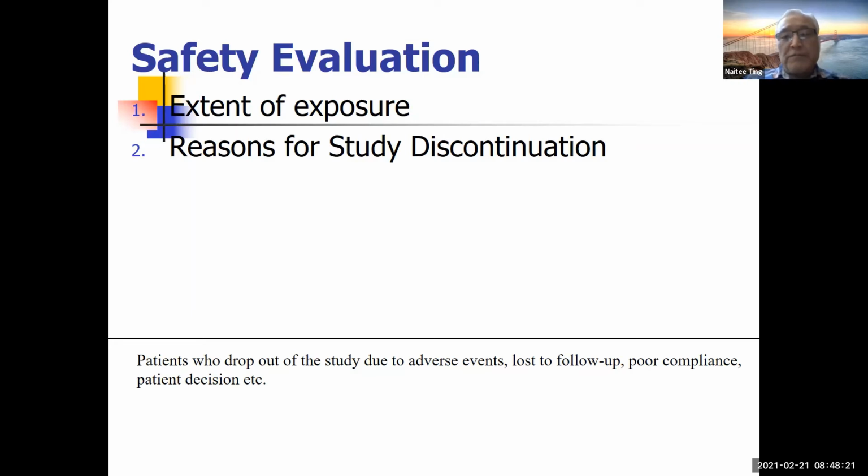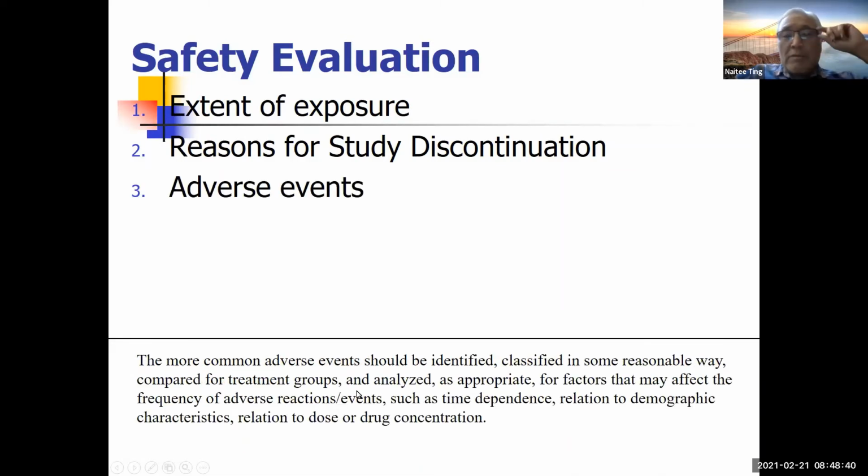But if you look at the reasons in the test trial group, it is mostly for safety. For the control group, it's mostly for non-safety. Well, that will give you some warning signal. All right. So these are patients who drop out of the study due to adverse events, loss of follow-up, poor compliance, patient decision, etc. Now we talk about AE.